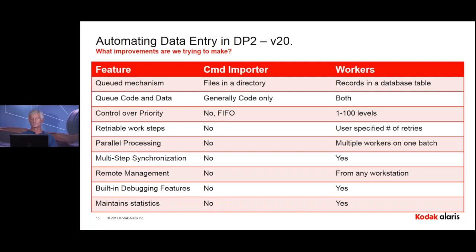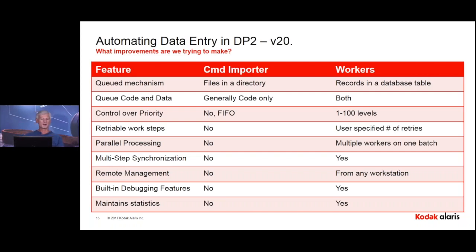And of course, you can consider changing old stuff to use the workers if you want, but there are some fundamental differences in the two, and I think if you understand them, it'll help you choose one or the other. The biggest difference is how we queue stuff. One is files in a directory, and the other is records in a database.